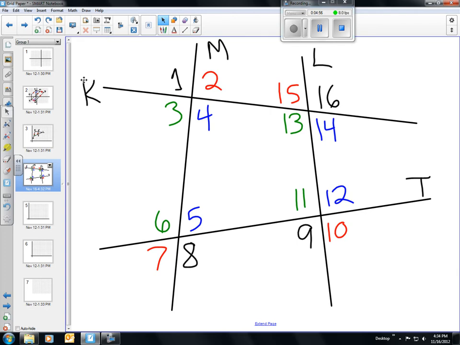You would say angles 13 and 3. Or you might say angles 2 and 16. Or you might say 4 and 14. Or even 15 and 1. Those are all corresponding angles on line K.